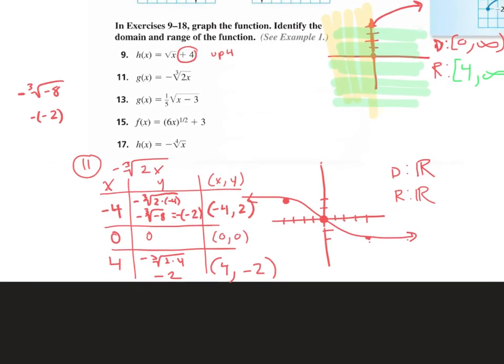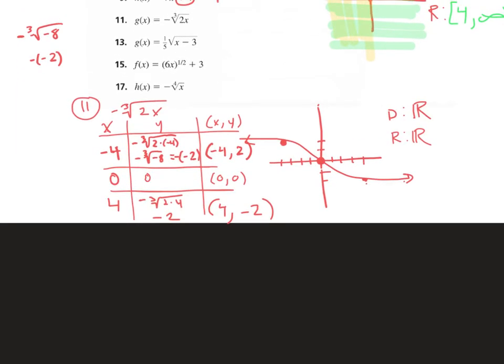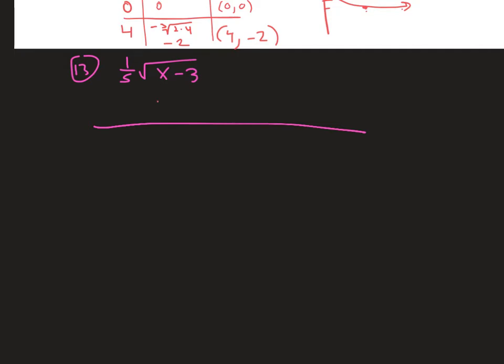11. Ready for 13? So for 13, we have 1/5 square root x minus 3. So we're going to plug in values for x, get numbers for y, so we have x comma y.